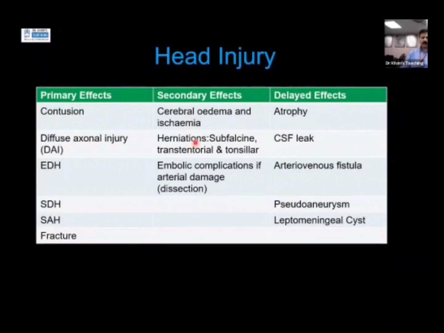There can then be herniations, and the most common herniations which you will see are subfalcine herniation and transtentorial herniation. And then you can get other vascular complications like dissections, etc. We have already covered these, so I'm not going to revisit them. Then there are delayed effects like cerebromalacia, as in atrophy, CSF leak, arteriovenous fistulas, pseudoaneurysms, leptomeningeal cyst, or the growing fractures. Some of these we have done.